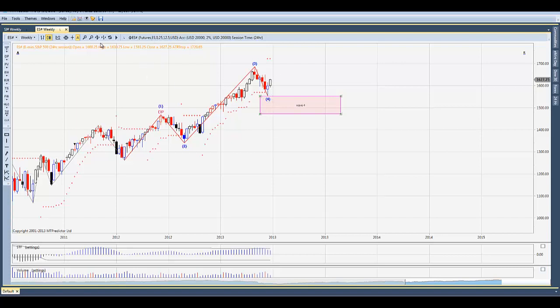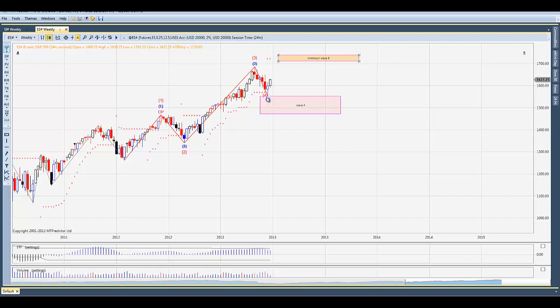We can project up wave 5, again using the tools and the software. Here I'm just going to look for up wave 5. Find wave 1. Here's the bottom of wave 1. That's our first click here. And this projects the wave 5 target just above 1700 in the current contract of the S&P.